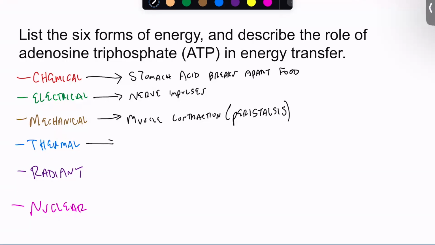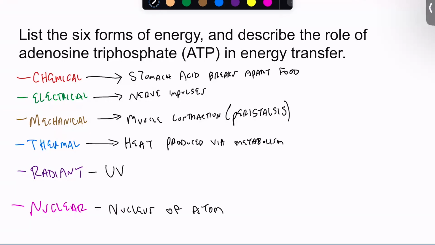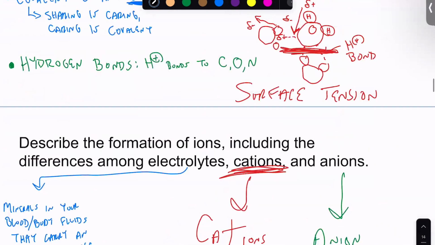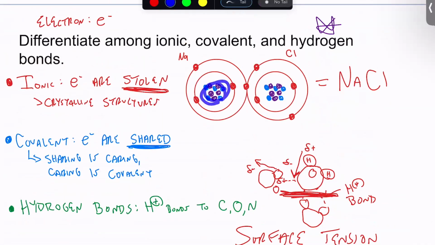So you have thermal energy, and this is the heat produced by your metabolism. You have radiant energy, so I like to think of this as UV rays, sunlight. And then lastly, we have nuclear energy. So this is going to be in things like the energy that's stored in the nucleus of an atom. Like we talked about up here, it would be the energy that's stored here.